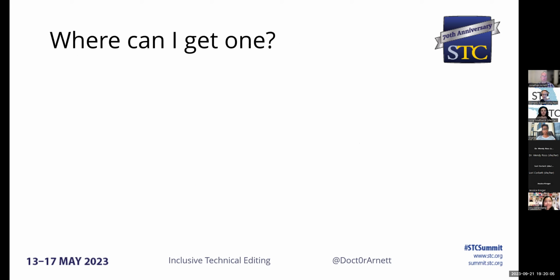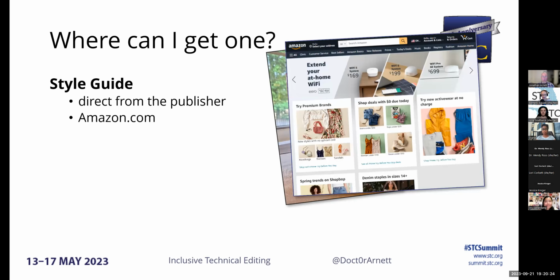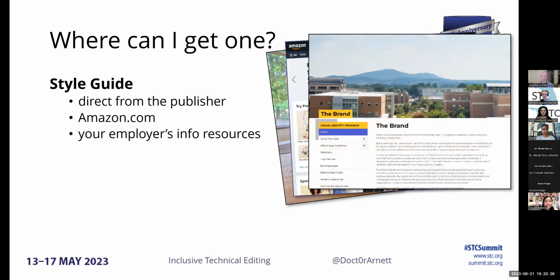So then, the question is, where do you get these things? Style guides are available direct from the publisher. For example, this particular doorstop, the Chicago Manual of Style, is 1,144 pages of awesomeness. You can get it from the publisher. You can also go to Amazon.com and order these things. Sometimes your employer will have them.